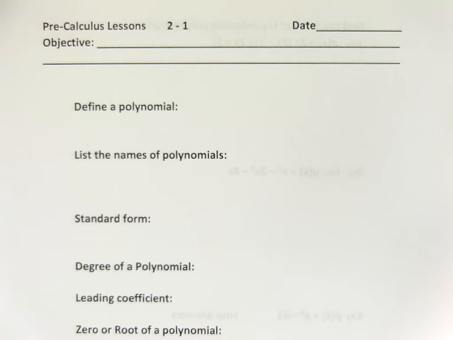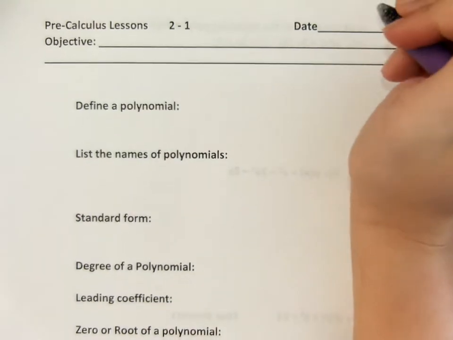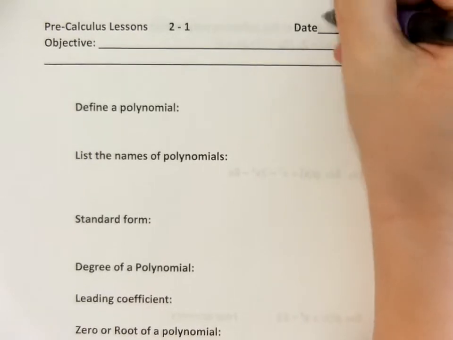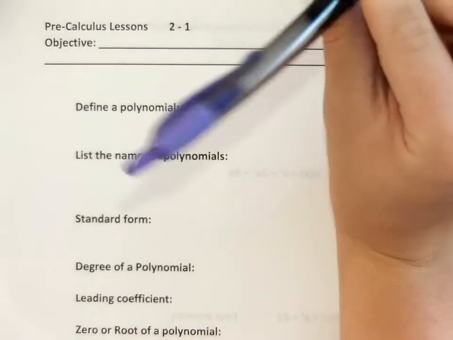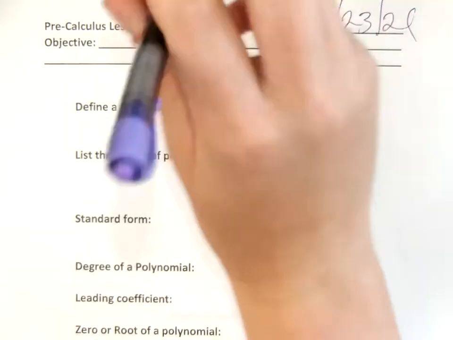Here comes Brittany. All right, today is the 23rd. Today we're going to be doing simplifying polynomials.